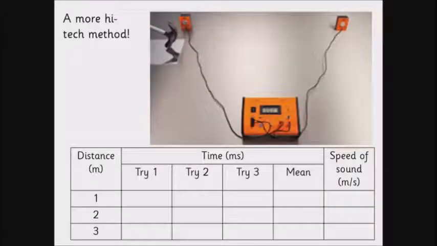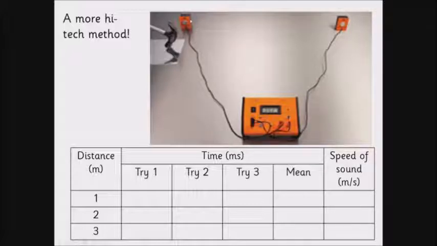What we could do, we could use a more high-tech method, so we could do exactly the same. But this little box here, if you hit a hammer against a metal plate near to this microphone, then this microphone picks up the sound first, the sound waves travel into this microphone, and the difference in the time, you can work out the speed if you know the distance between these two.